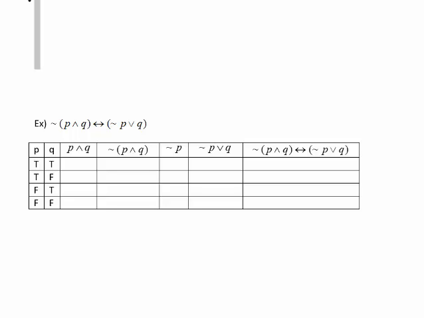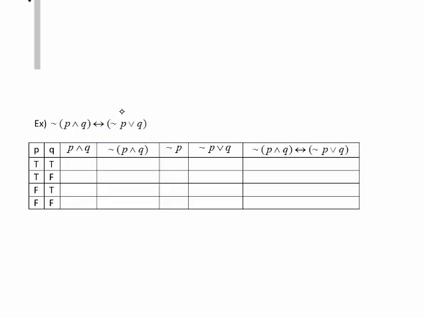In this example, we're going to construct another truth table with two variables. So I have given you the statement here. So again, I started with the first set of parentheses and wrote P and Q. But notice I am taking the negation of that entire statement.